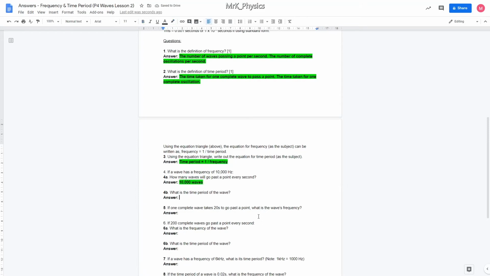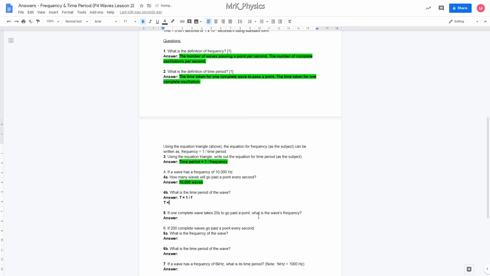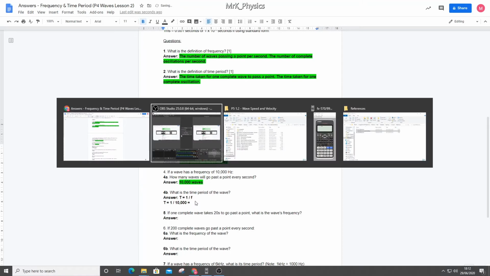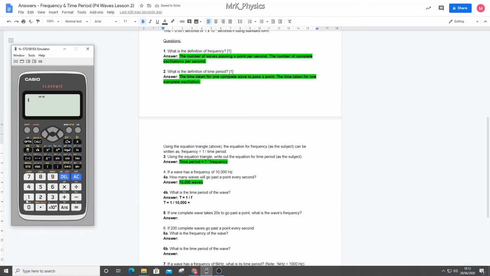So what's the time period of the wave? We're going to use our equation from before. So t, put that in bold, equals 1 over f, time period equals 1 over frequency, and so our time period is going to be 1 divided by the frequency, which is here as 10,000 Hertz, so 10,000, and let me just bring up my calculator emulating software, so 1 divided by 10,000, and we get that as 1 times 10 to the minus 4.